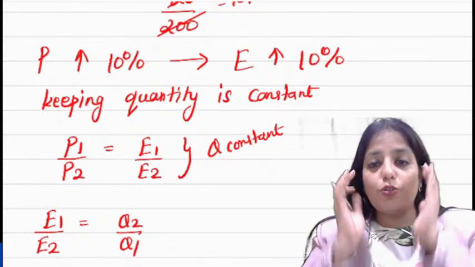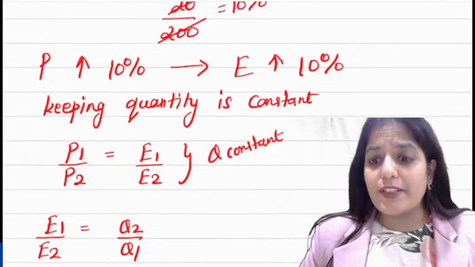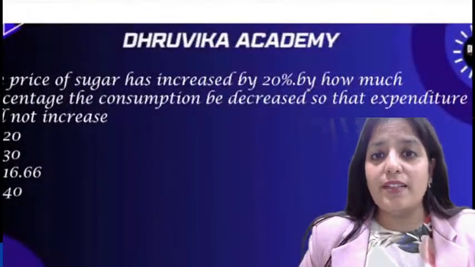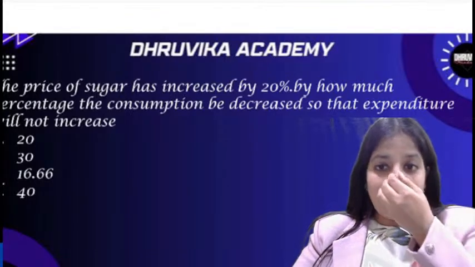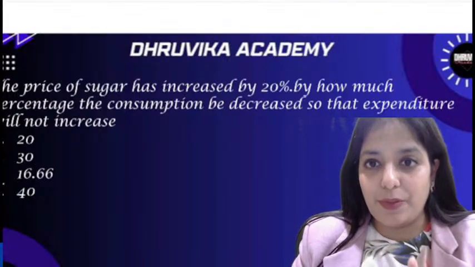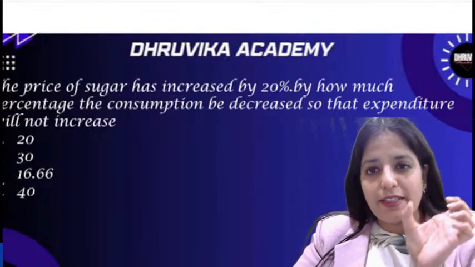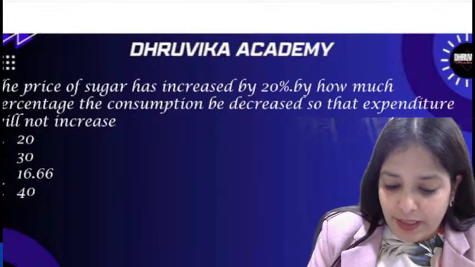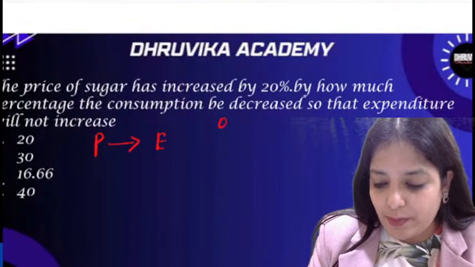I'll just tell you the short trick. You'll understand it very easily. So let's do the question and understand. It says the price of the sugar has increased by 20%. Not moving forward, just by this one sentence, what do you understand? The price of sugar has increased by 20%. That means expenditure has also increased by 20%.